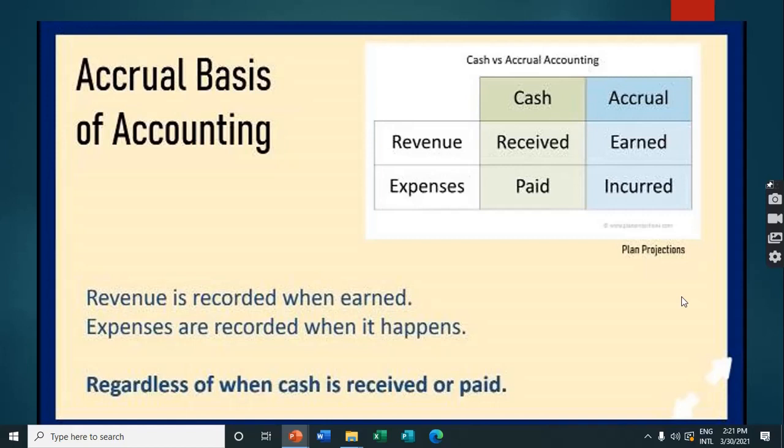So, regardless, disregard natin kung ano yung day na natanggap mo yung cash or kung ano yung day na nagbayad ka. Ayan, basta na-earn mo yung revenue, i-record mo. Pero, and then, nangyari na yung expenses mo, i-record mo pa rin. So, that is your accrual concept. So, I hope na naintindihan.